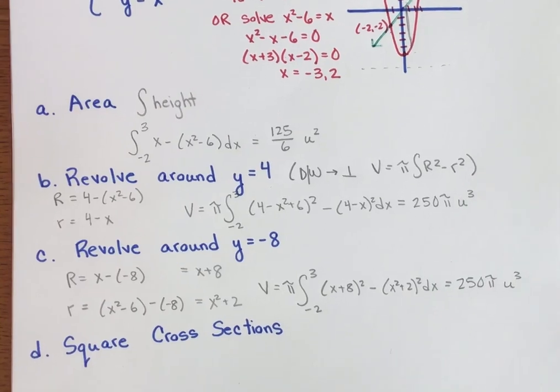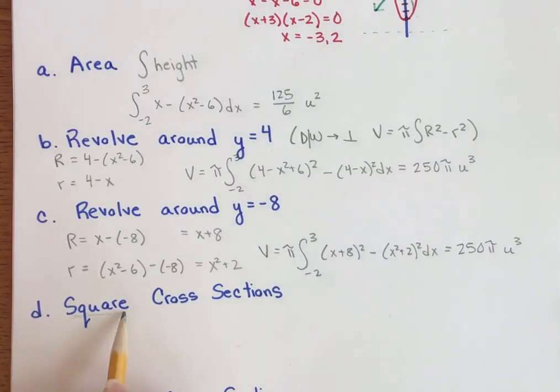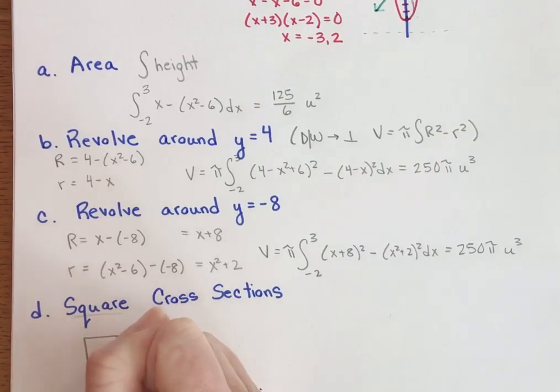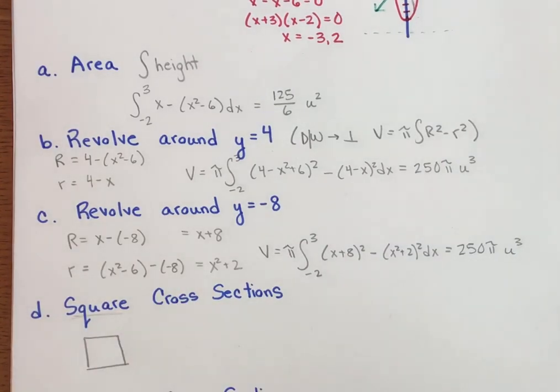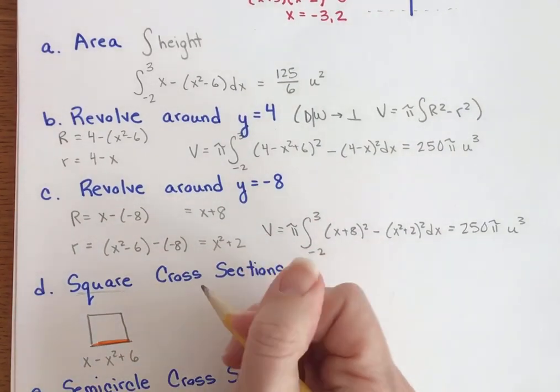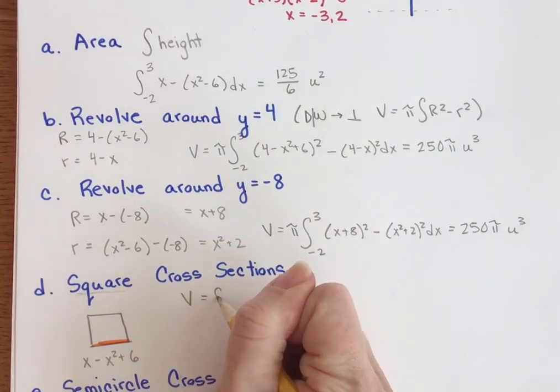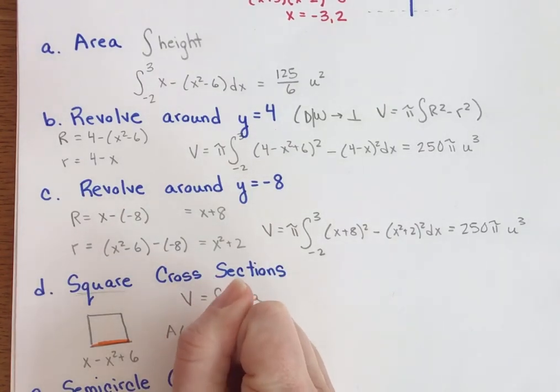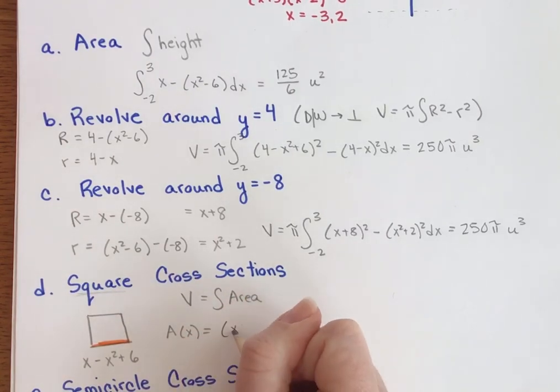Okay, moving on to cross sections. If we want square cross sections, what I would recommend you do is draw a square. Again, the critical slice, the critical piece of information, is the same height that we had in our picture. So my top minus bottom measurement was x minus x squared plus 6. To find volume using cross sections, we want to accumulate our area formula. Area of a square is just side squared.